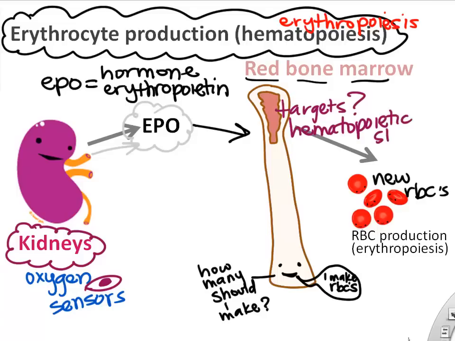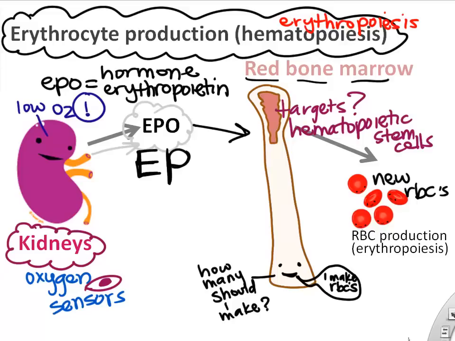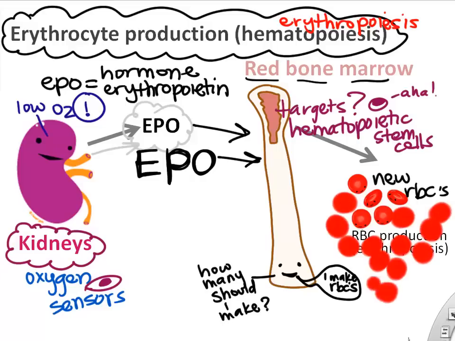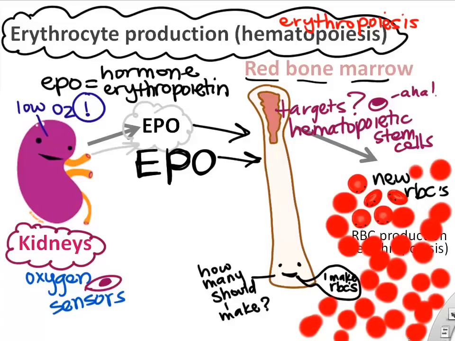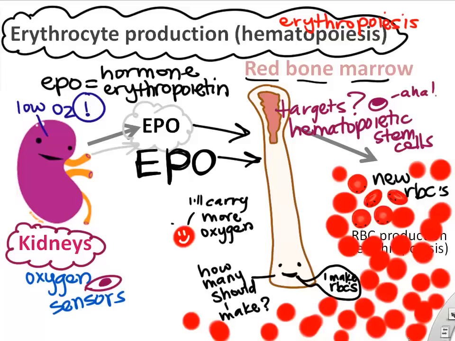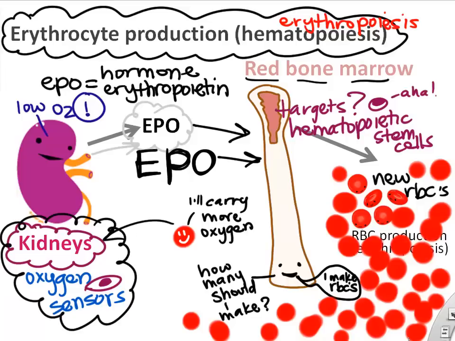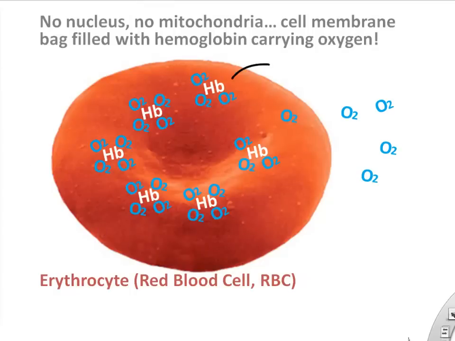So anytime your oxygen levels in your body get low, your kidneys will sense that, and those little cells will start making more erythropoietin, which will then tell your hematopoietic stem cells to make more red blood cells packed with hemoglobin, which will carry more oxygen around your body, and eventually that oxygen will reach your kidneys and homeostasis will be reset. So remember that the kidneys are in charge of making the erythropoietin.